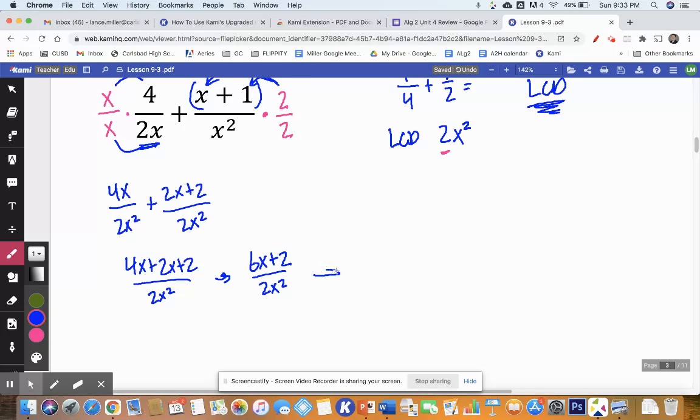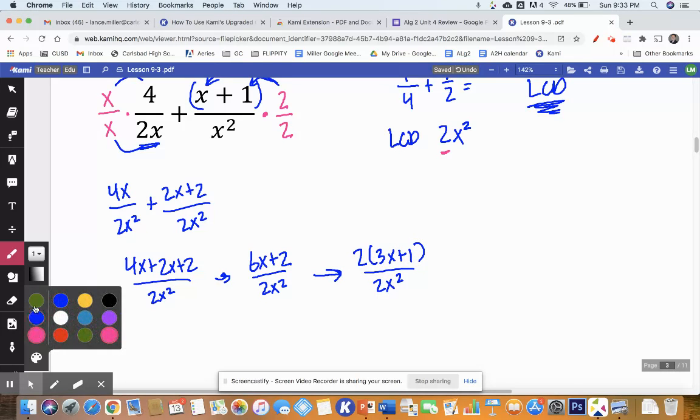Now, this looks pretty good, but I noticed that on the top, 6x plus 2, I can actually take out a 2 from both terms. So I have 2 times 3x plus 1 over 2x squared. You might be wondering why I did that, because I created a factor that I can now cancel. All right, I have a 2 on top, 2 on the bottom. Those go away. So now I'm just left with 3x plus 1 over x squared.